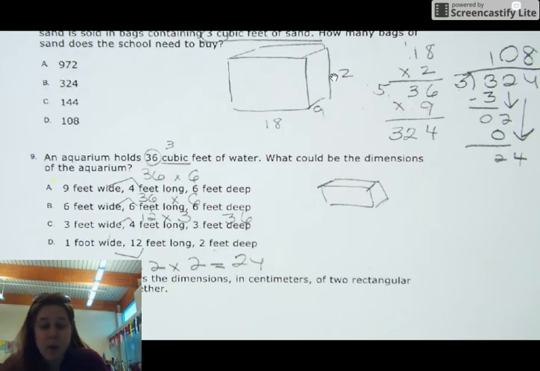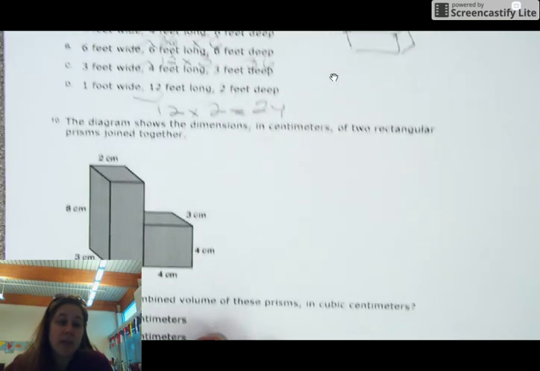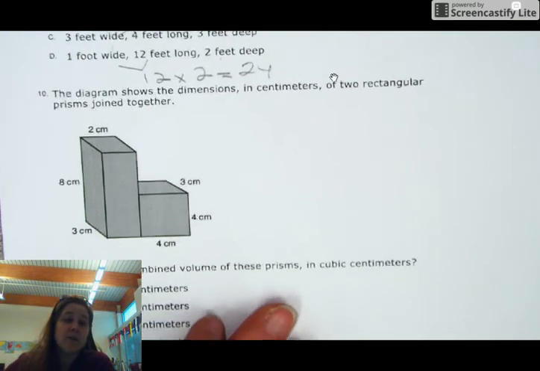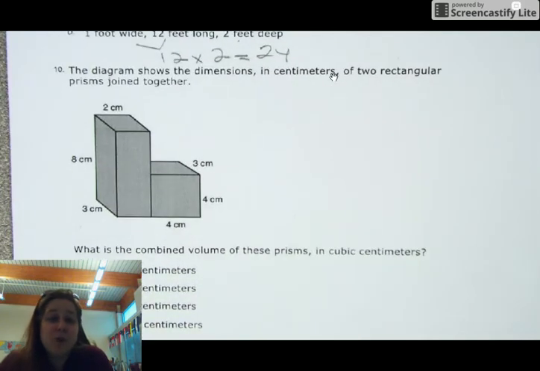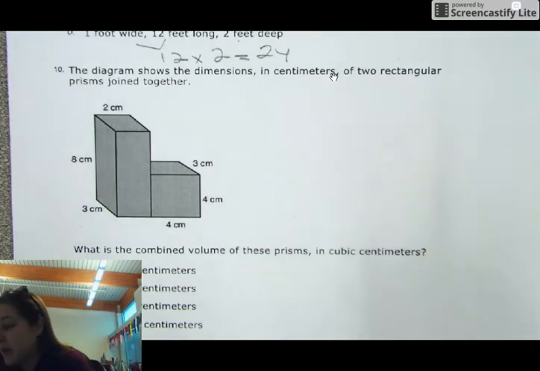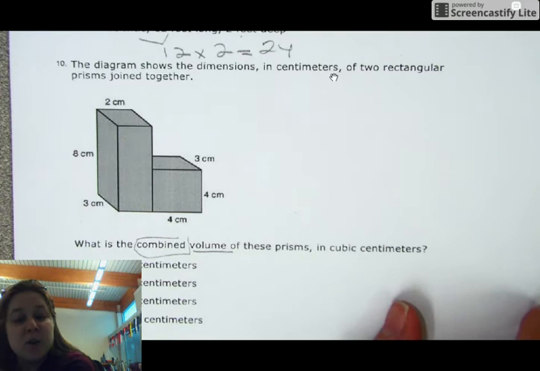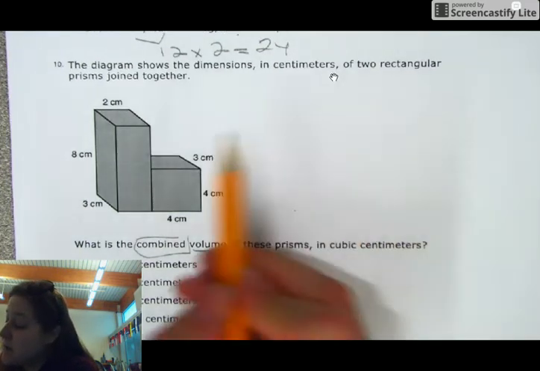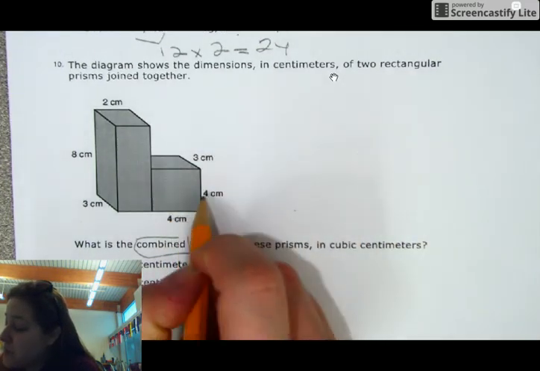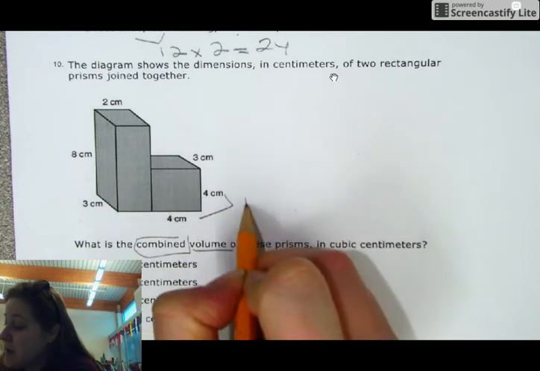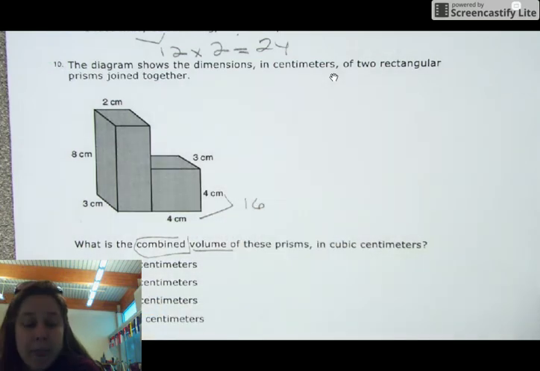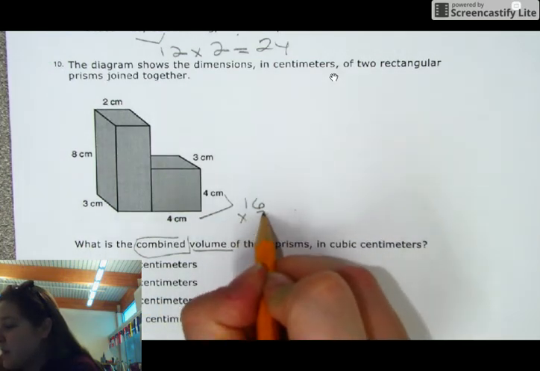Okay? We are now looking at question number 10. The diagram shows the dimensions in centimeters of 2 rectangular prisms joined together. What is the combined, meaning I have to add them once I find them, volume of these prisms in cubic centimeters? So let's take the first one. 4 times 4 gets me 16. And then I have to times it by 3.